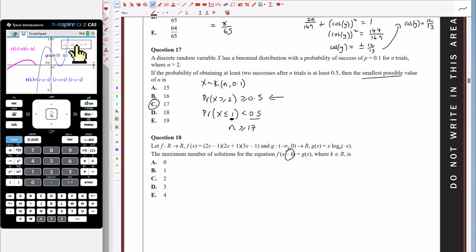And then you can get none over here. So it'd be possible to get none. It's possible to get just 1. It is possible to get just 2, and it's possible to get 3. But I can't see any way that we would get 4 solutions. So option 18 is going to be 3.